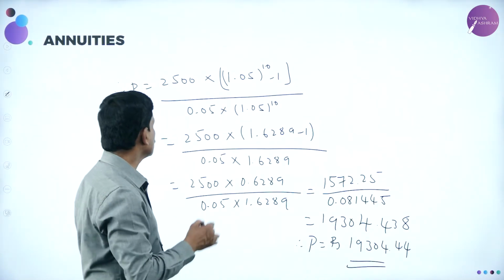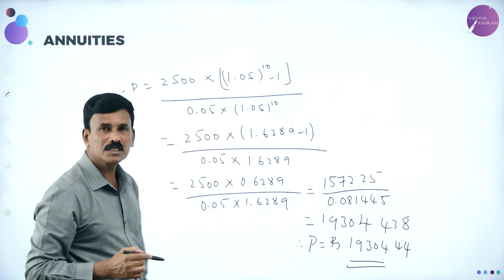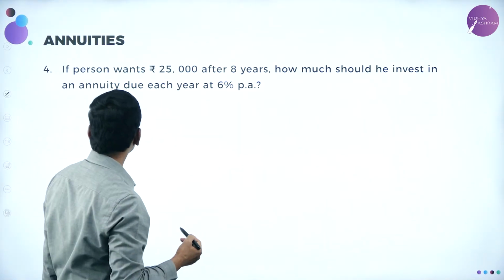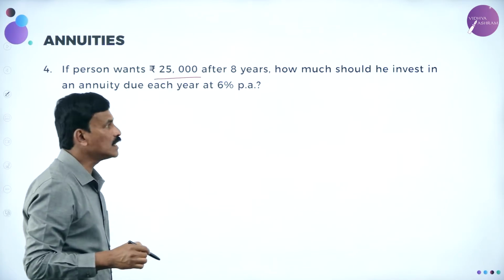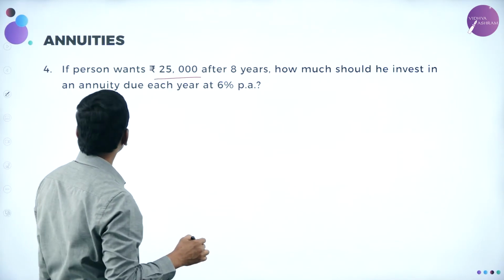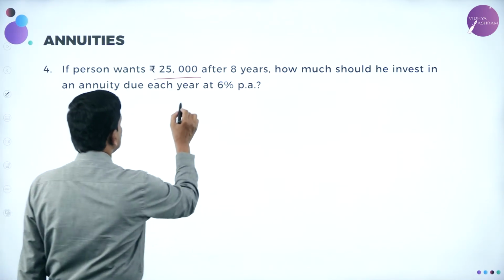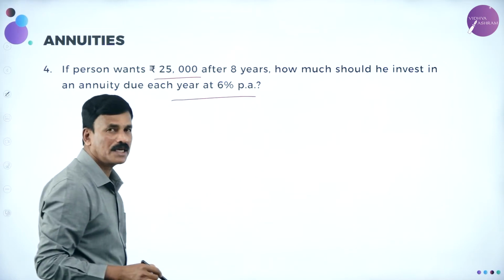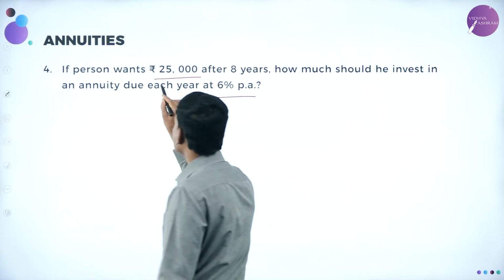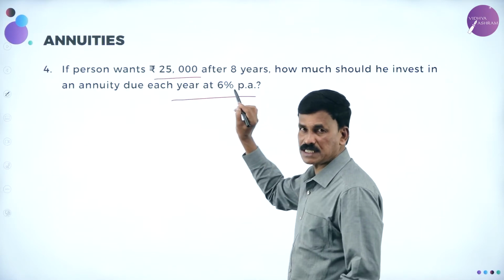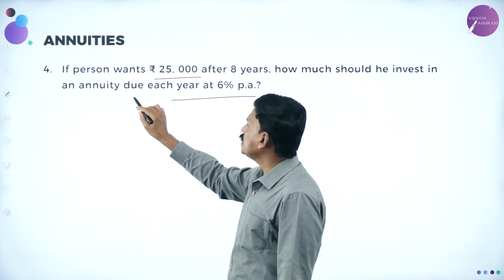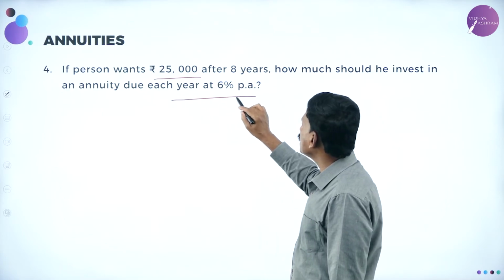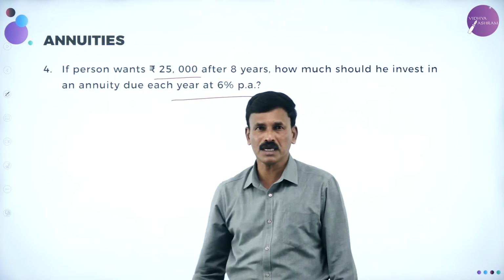19,304.44 is the required value of P. Now let's move on to the next problem. If a person wants rupees 25,000 after 8 years, how much should he invest in an annuity due each year at 6% per annum?